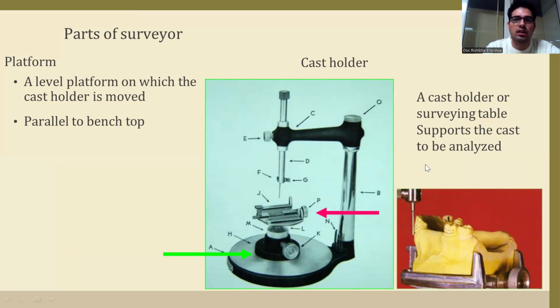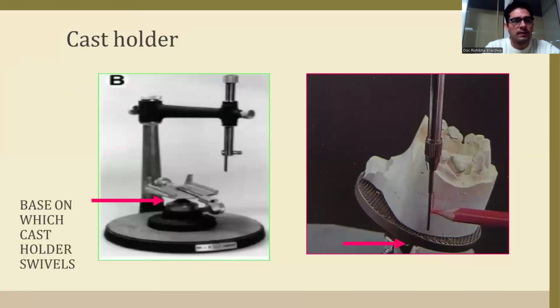A cast holder, or the surveying table, supports the cast to be analyzed. This cast holder holds the cast which needs to be analyzed, where we need to mark the survey lines, where we need to locate the undercuts, and accordingly we plan the tilt of the cast on the basis of the undercuts. Everything is done on this cast holder. This arrow which is showing is the cast holder. We can tilt the cast holder. There is a pivoting joint over there, a ball and socket joint, where we can tilt the cast and plan our undercuts.